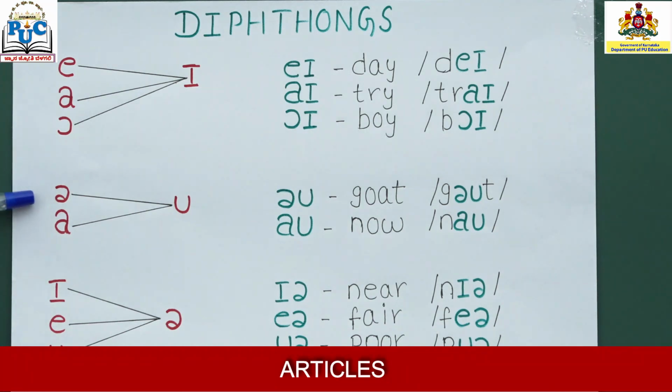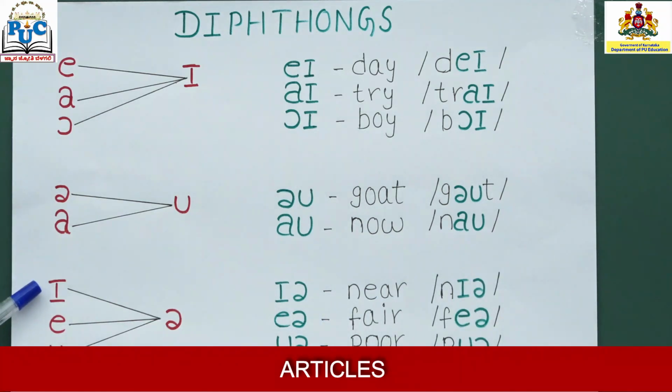Let's move on to the next one. This is the inverted E. This is a, and this is not you, this is u. A, u. O, as in goat. This is a, and this is u, as in now. This is ow, now.